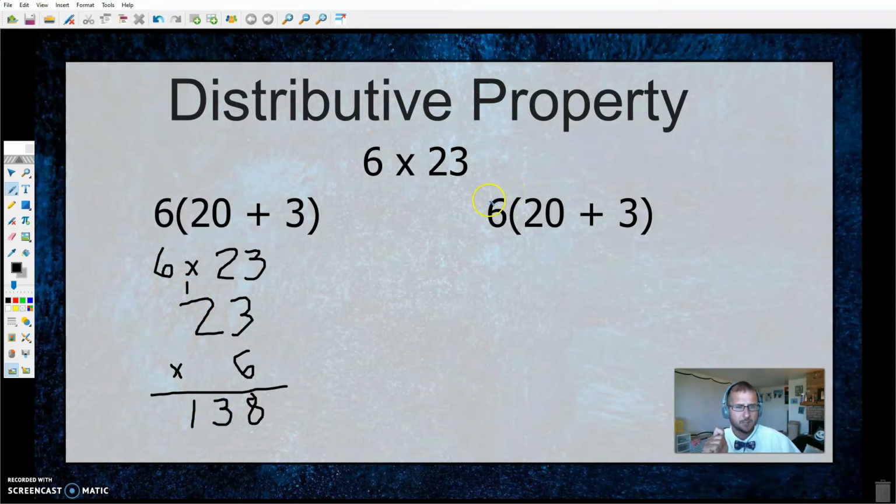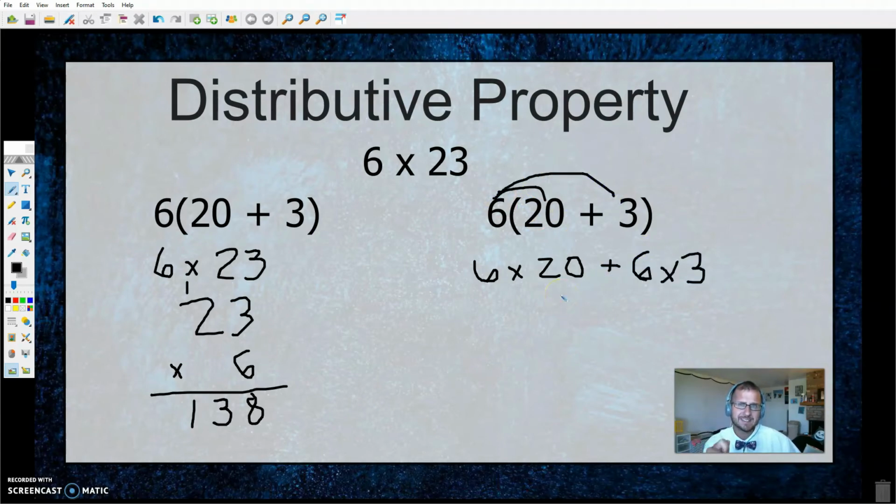Now, if we do this where we distribute, we're going to distribute to 6 multiply 20. And we're going to add that to the distributed 6 multiply 3. Now these are two numbers that I can add together and multiply mentally. I know that 6 multiply 2 is 12, so 6 multiply 20 is going to be 120, and 6 multiply 3 is 18. So now all I have to do is add together 120 and 18. Well, 20 add the 18 is 38, so 120 add 18 gives me the same 138 that we got the first time through.